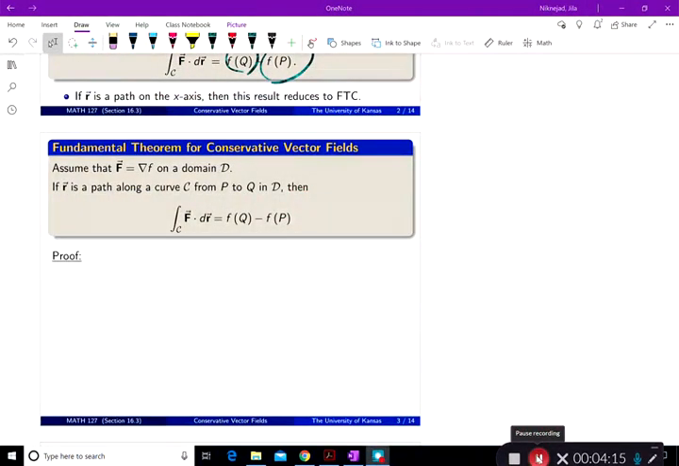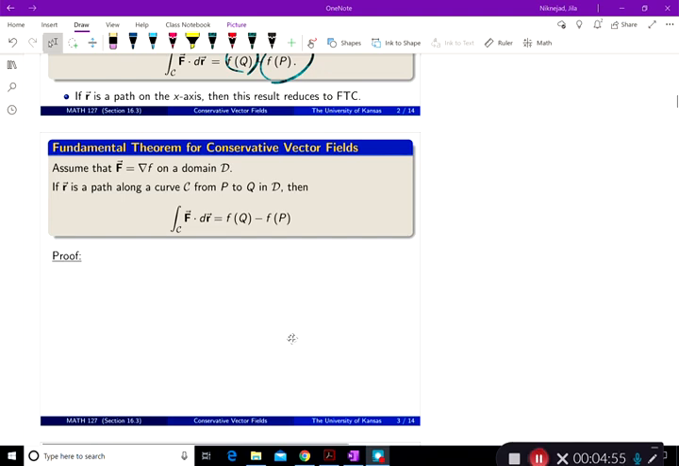Now assume that F is equal to the gradient of f, where f is the scalar potential on the domain D. If r is a path along a curve C from point P to point Q in D, then the vector line integral of F dot dr is equal to f evaluated at Q minus f evaluated at P. So how do we go about proving this?